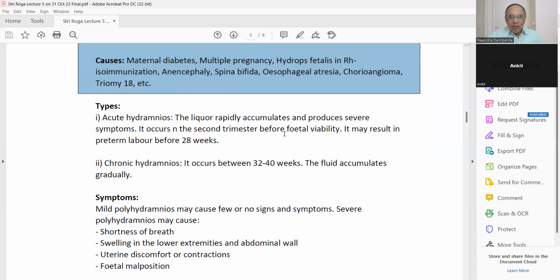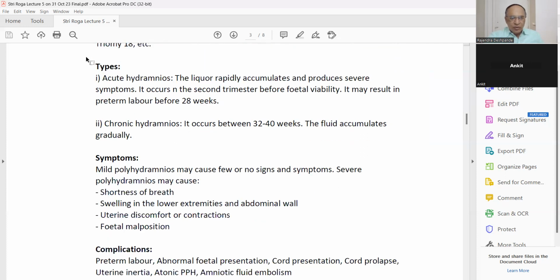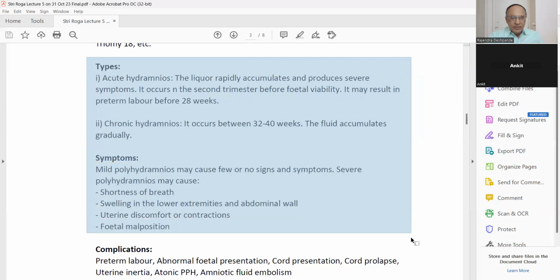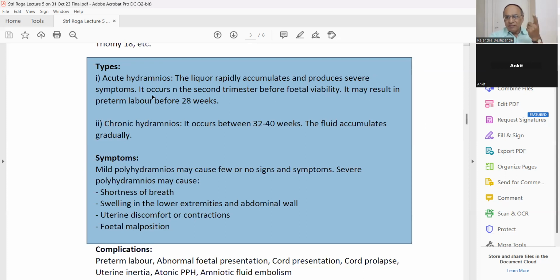That's fine. Now we will see the symptoms of polyhydramnios. Can you see here? There is acute hydramnios and chronic hydramnios. In acute, the liquor, that means the fluid, rapidly accumulates and produces severe symptoms, very quickly within 1, 2 or 3 days. In chronic, it takes 15 days, 1 month, 2 months. It occurs in the second trimester. This word is very important. Will you please write down?